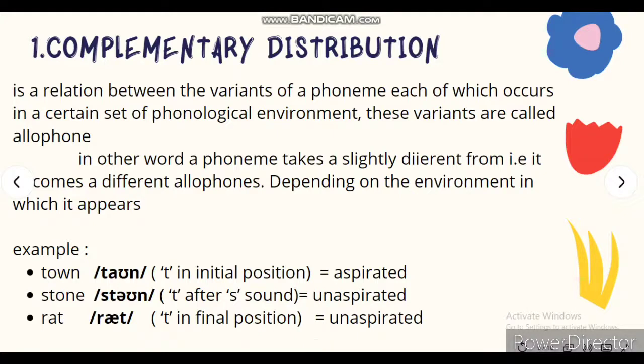So there are two kinds of t. They are aspirated, as in initial position, and unaspirated, as in final position and after s sounds. Only in words where t is initially followed by a vowel does it become aspirated. But like in the word troll, it is unaspirated because it is followed by a consonant.